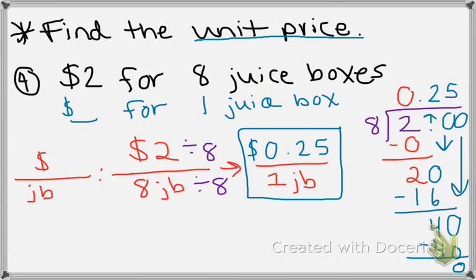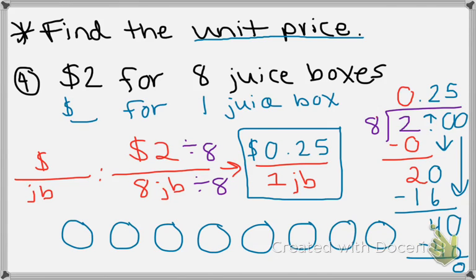And if you think about it, 25 cents, right? And 8 juice boxes. If you had 8 quarters, just pretend these are quarters. 8 quarters, 25 cents. 25, 50, 75, $1, $1.25, $1.50, $1.75, $2. Isn't that what we had in the first place? That's how you can check yourself also.